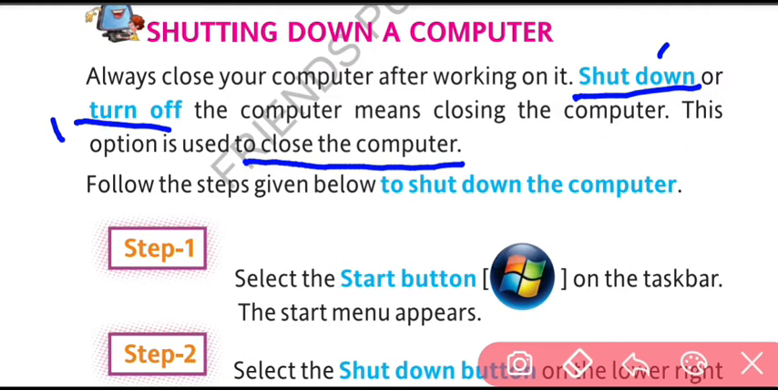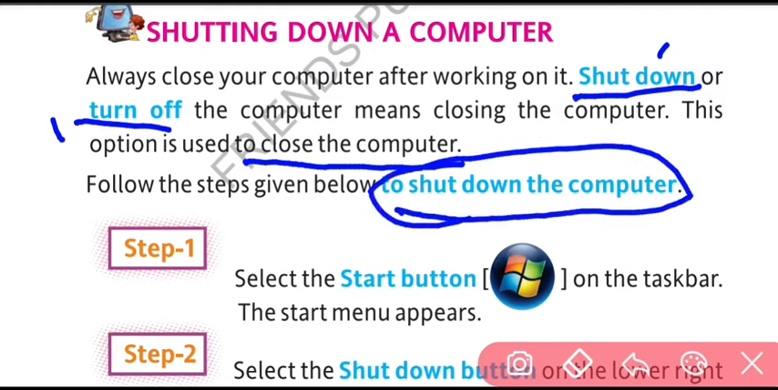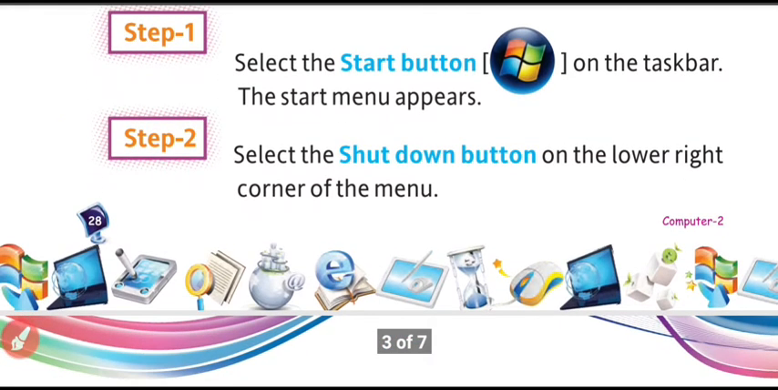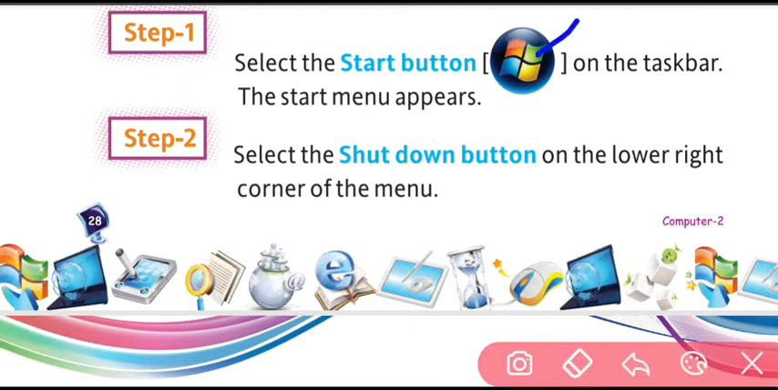Follow the steps given below to shut down the computer. Step 1, select the start button. This is the start button. On the taskbar, the start menu appears. Step 2, select the shutdown button on the lower right corner of the menu.